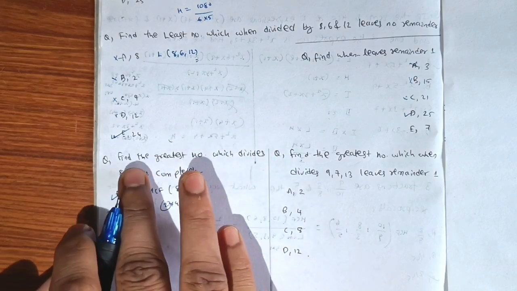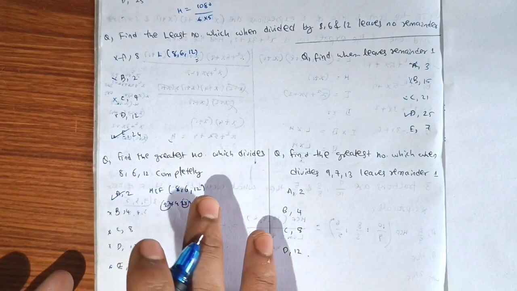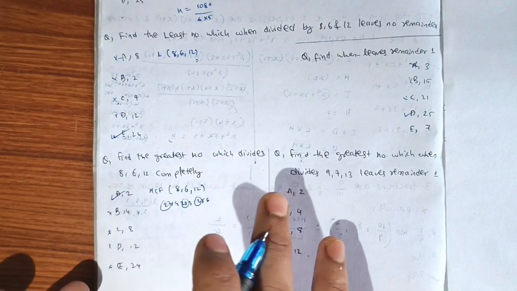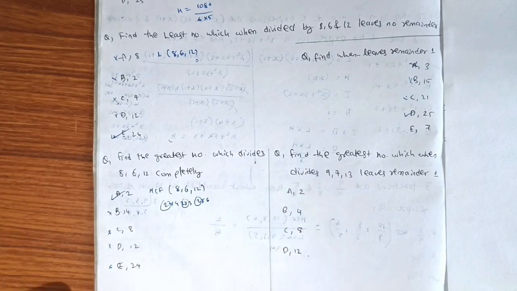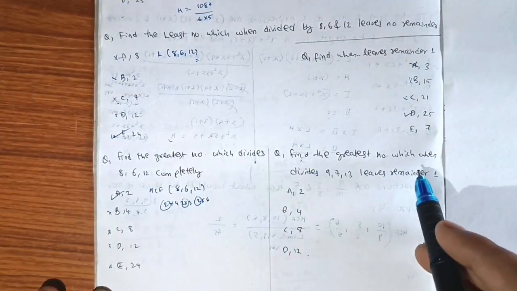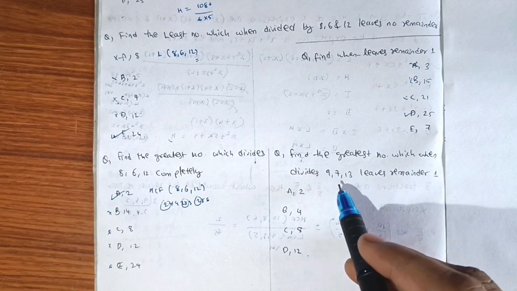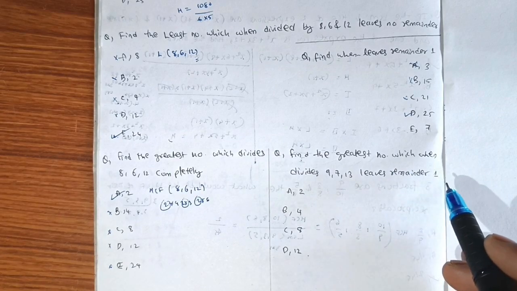If the question asks you to find the greatest number which divides the numbers completely, it means the HCF. It is asking in another type of words. You need to remember these words. In the same way: find the greatest number which when divides 9, 7, 13 leaves remainder 1.